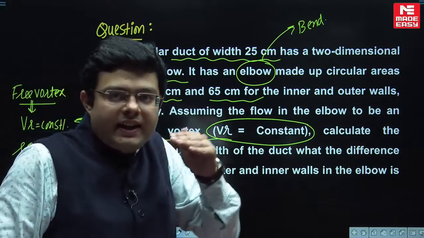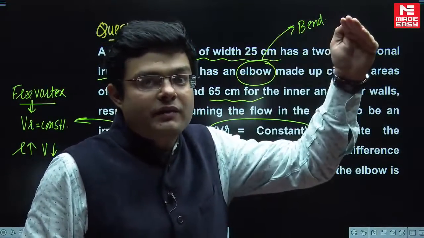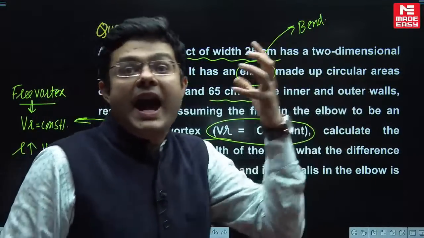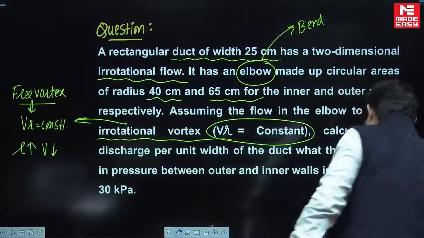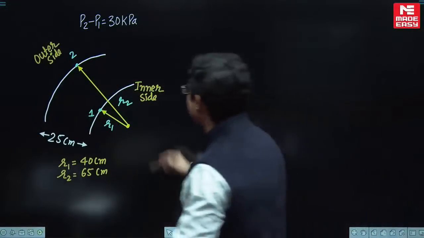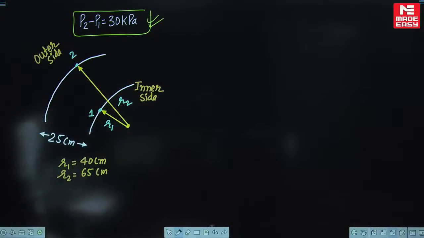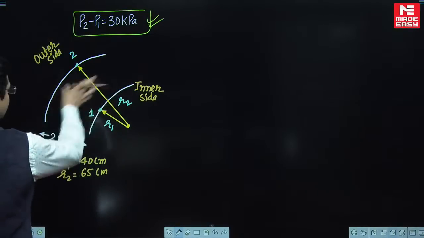Remember our classroom discussion: from the inner side of the bend to the outer side of the bend, the velocity is going to vary. It is going to decrease, and there is a redistribution of velocity as well as pressure from the inner side of the bend to the outer side of the bend. And you know that the pressure differential is given as 30 kilopascal, and the question is asking you to find out the discharge through this.